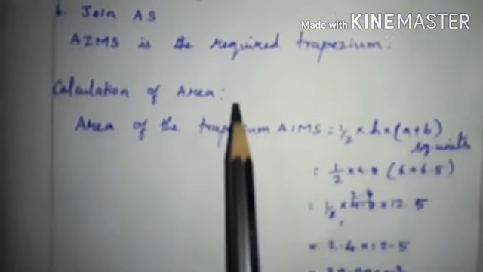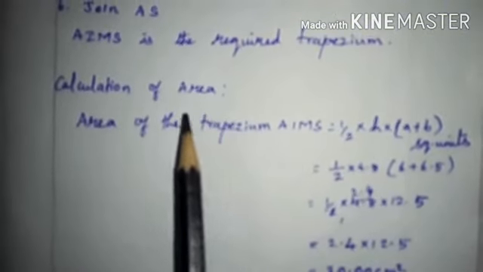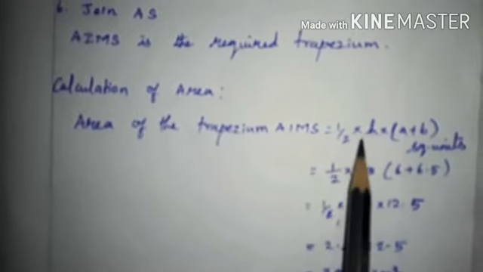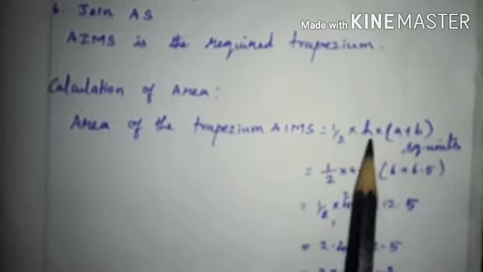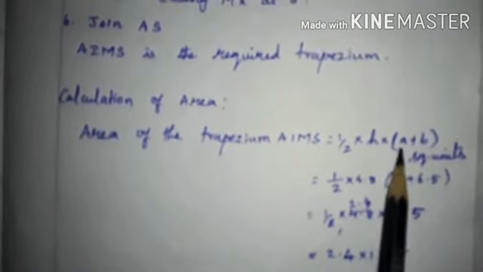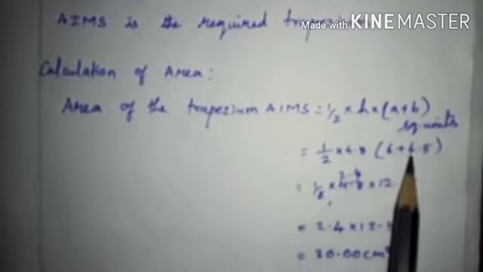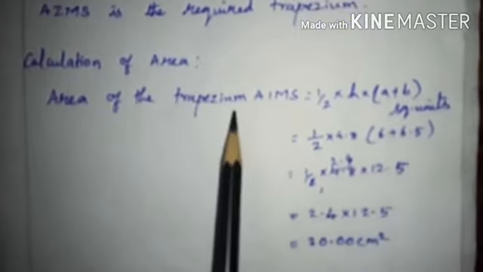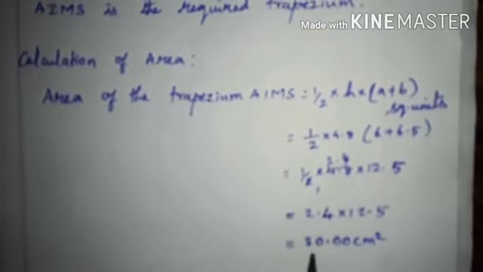In the question, they also ask to find the area of the trapezium. For that, area of a trapezium AIMS equals half into H into A plus B square units. H we found as 4.8, and A and B are the parallel sides, that is 6 and 6.5 centimeter. After doing the calculation, we get the area of trapezium AIMS as 30 centimeter square.